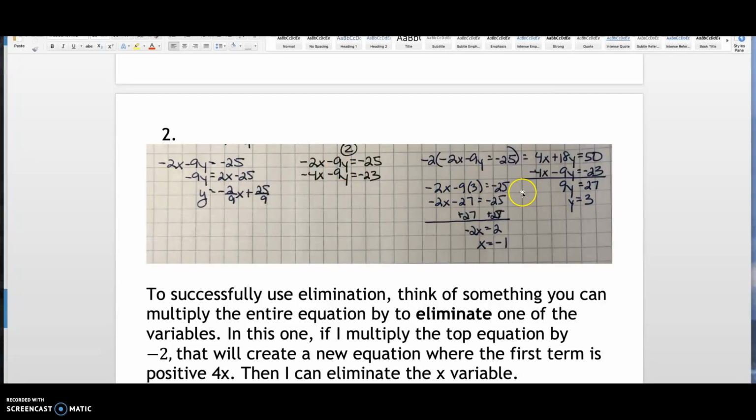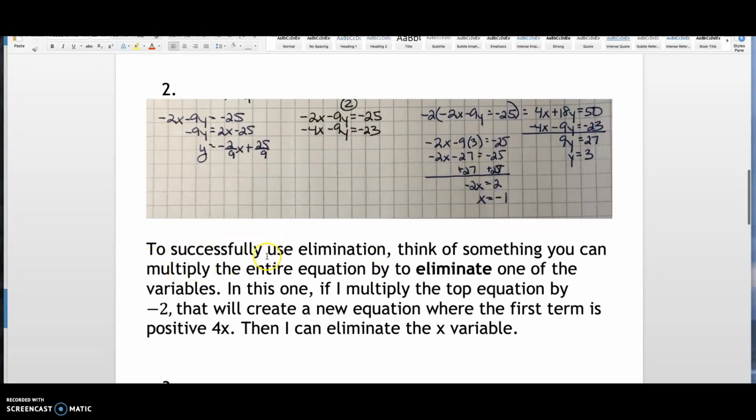I then substituted 3 beside the 9. That becomes negative 2x minus 27 equals negative 25. I add 27 to each side. That gets me to negative 2x equals 2, which then becomes x equals negative 1.